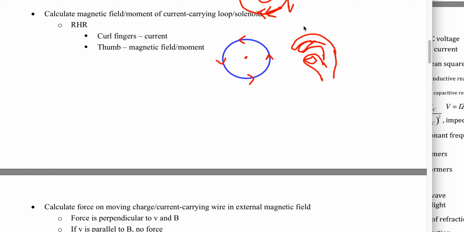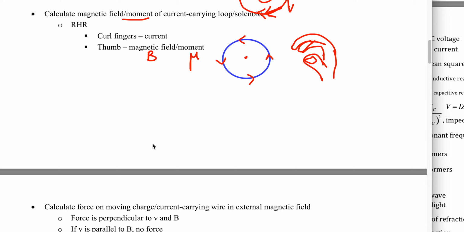And this right-hand rule also works to find the magnetic moment. So instead of saying that this is B right here for the magnetic field, you can say this is mu for the magnetic moment. And that's going to be useful when we get to torque.